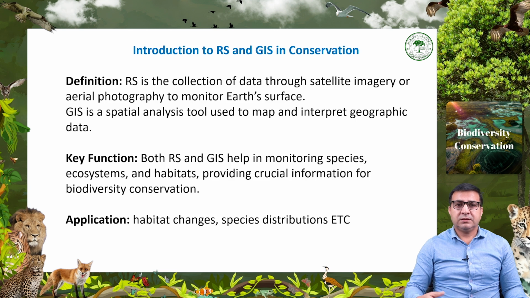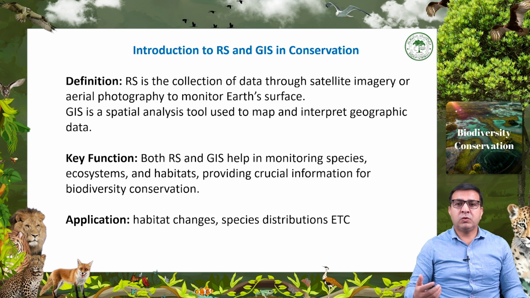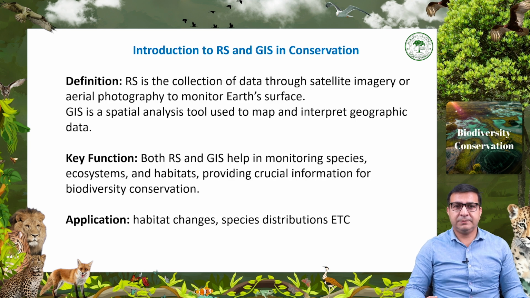Let's discuss something about the introduction of RS and GIS in conservation. Remote sensing involves gathering data about the earth's surface without direct contact. This is done through satellite or aerial photography, capturing detailed data on vegetation, land cover and environmental change. On the other hand, geographic information systems capture, store, analyze and manage spatial or geographic data, enabling us to create detailed maps and analyze patterns in environmental data.